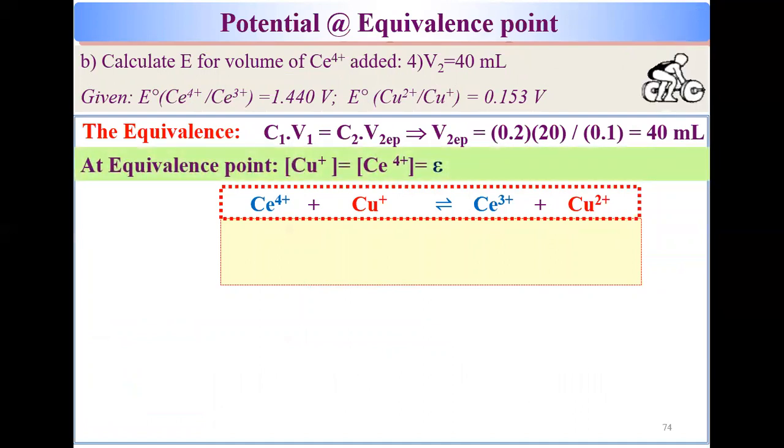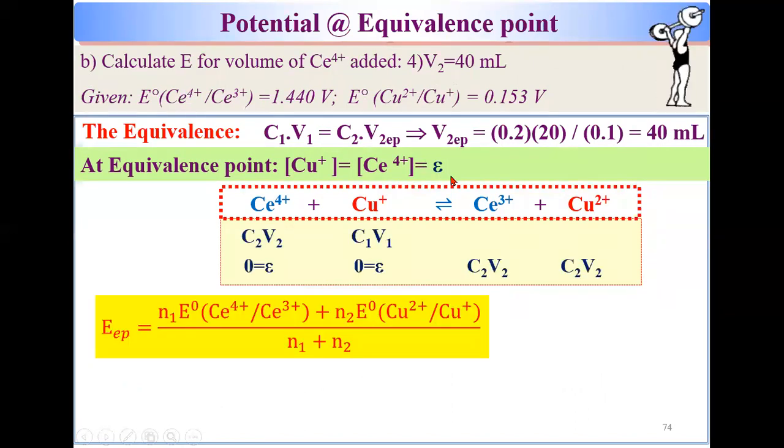At equivalence point, what do we have? We have both the copper and the selenium concentration equal to epsilon, and I can go ahead, get epsilon from K and then use the E for either couple, or there's a derivation, which I'm not going to go through because I want you to memorize this, okay? There's no need. And that derivation comes about by adding the reduction potential of both couples, okay?